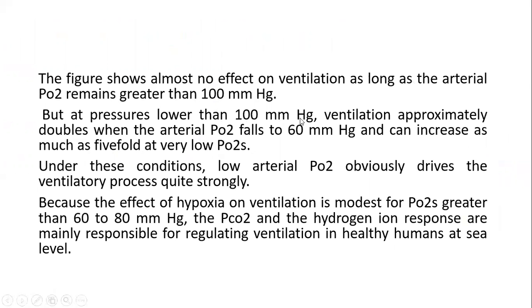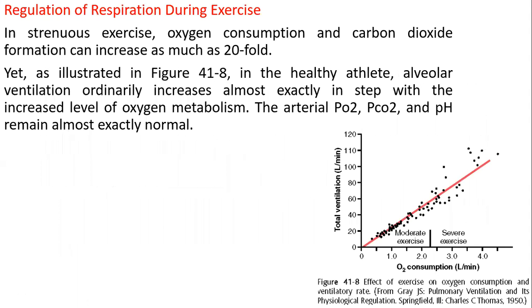at pressures lower than 100, ventilation approximately doubles when the arterial PO2 falls below 60 and then increases as much as 5-fold at very low PO2. Under this condition, low arterial PO2 obviously drives the ventilatory process quite strongly because the effect of hypoxia on ventilation is modest for PO2 greater than 60 to 80 millimeters of mercury. The PCO2 and the hydrogen ion in response are made responsible for regulating ventilation in healthy humans at sea level.